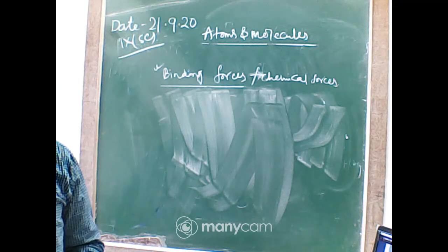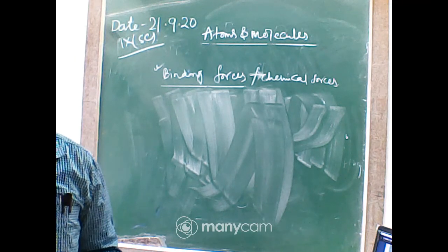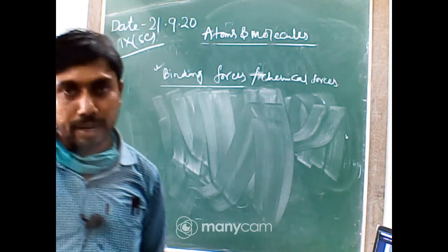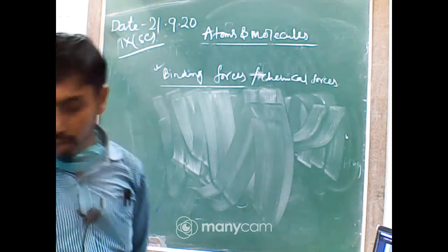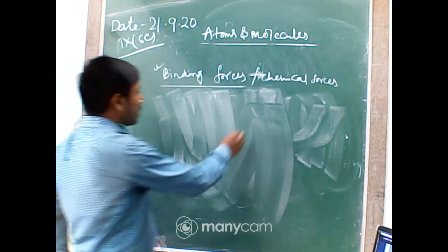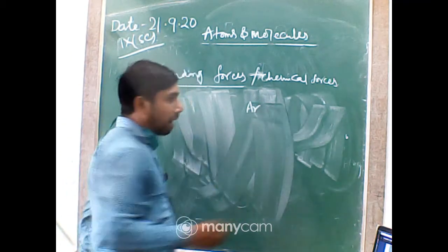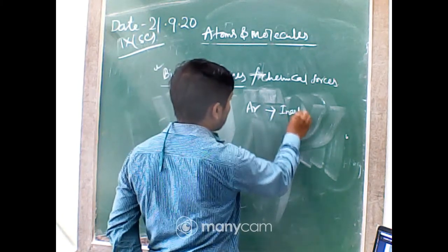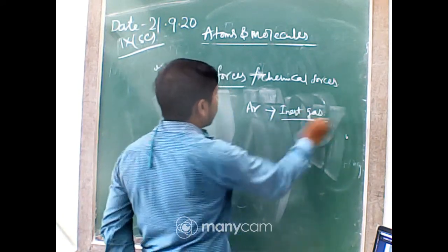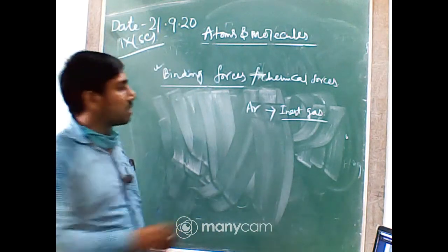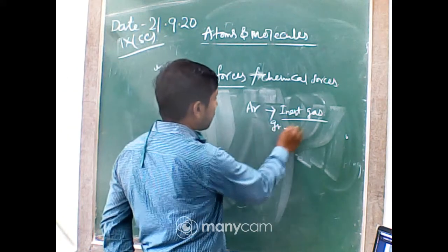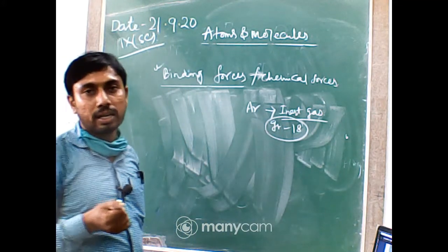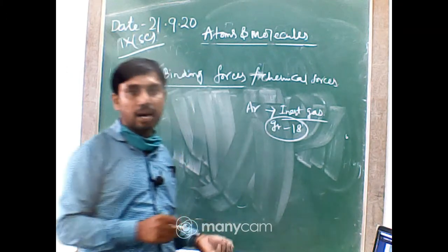Next one. Now there are examples given. Follow table 3.3, atomicity of some elements. Argon is monoatomic. In the later stage you will come to know that argon is an inert gas. It exists in the periodic table in group 18. So all the group 18 elements are monoatomic in nature.